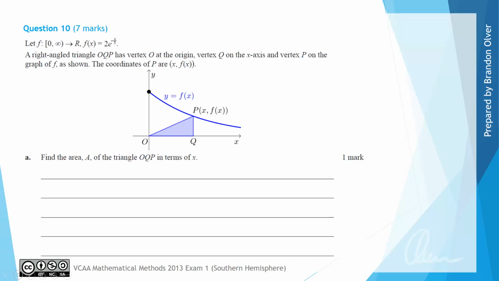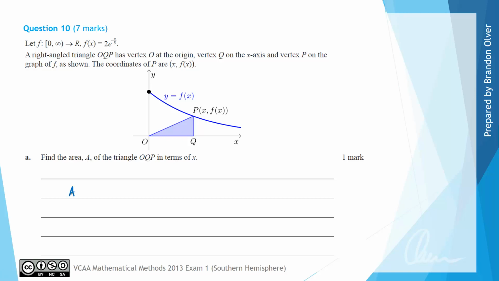For question 10 we have, let f be the function with a domain of 0 to infinity, where the rule of f of x is 2e to the power of negative x over 5. A right-angled triangle OQP has a vertex at O, which is the origin, vertex Q on the x-axis and vertex P on the graph of f as shown. The coordinates of P therefore are given by (x, f of x). For part A we're asked to find the area A of the triangle OQP in terms of x.